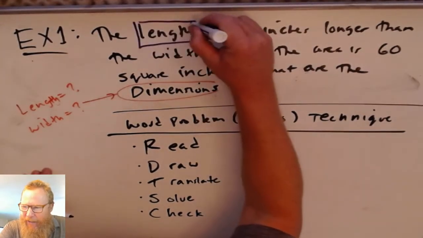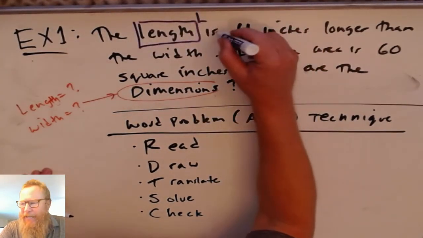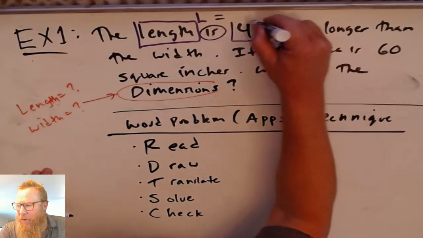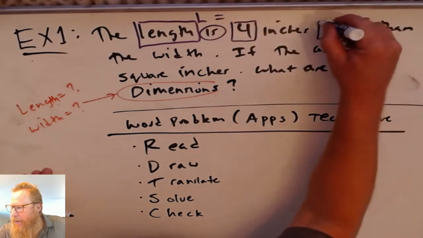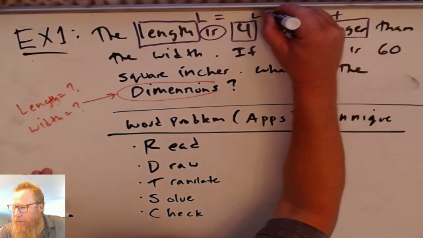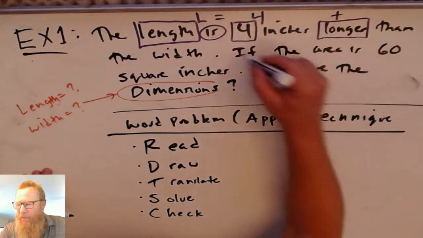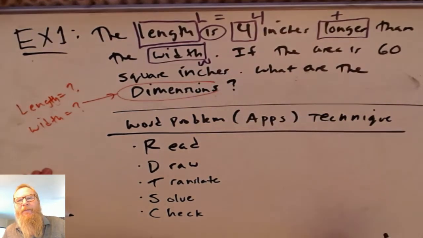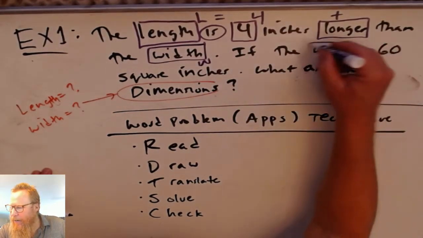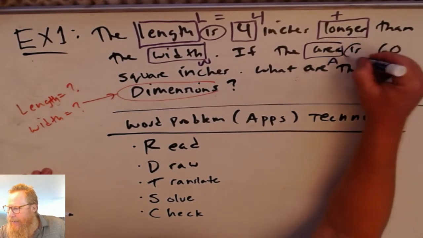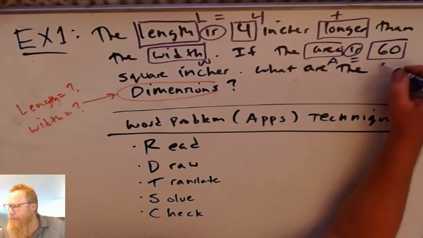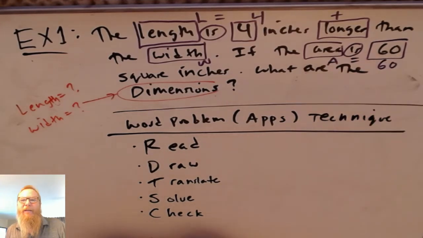Okay. Length. So I've got L equals 4 more than, longer than. So 4 plus width, W. Okay. Area, A, equals 60. I don't need to write that twice.